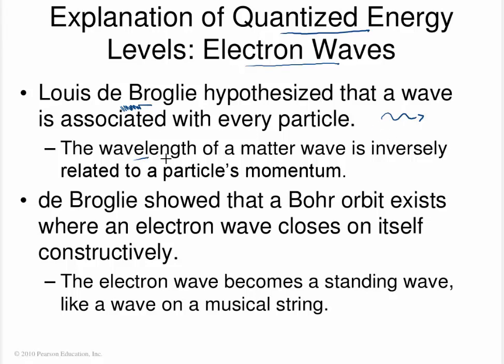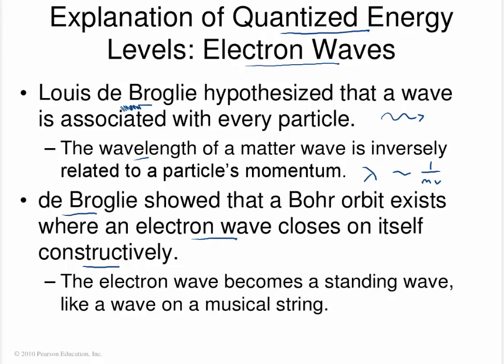And what he said was the wavelength is going to be inversely proportional to the particle's momentum. Recalling that momentum is equal to mass times velocity, what he's kind of saying is, as the momentum goes up, the wavelength is going to go down. And it turns out that most matter is too darn big for us to observe this wavelength because we're dividing by a big number. However, what de Broglie showed was that Bohr orbits exist only when electrons are exhibiting wave-like behaviors and they are constructively interfering with one another.